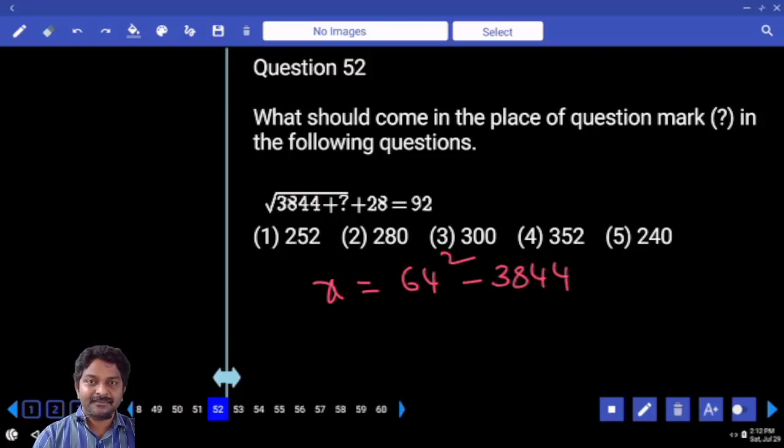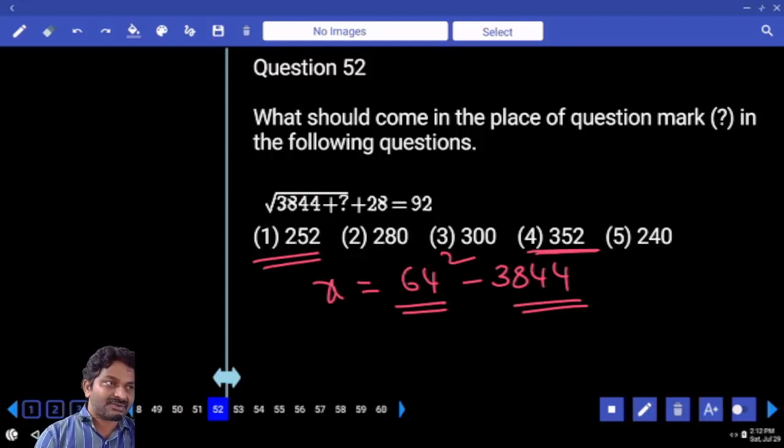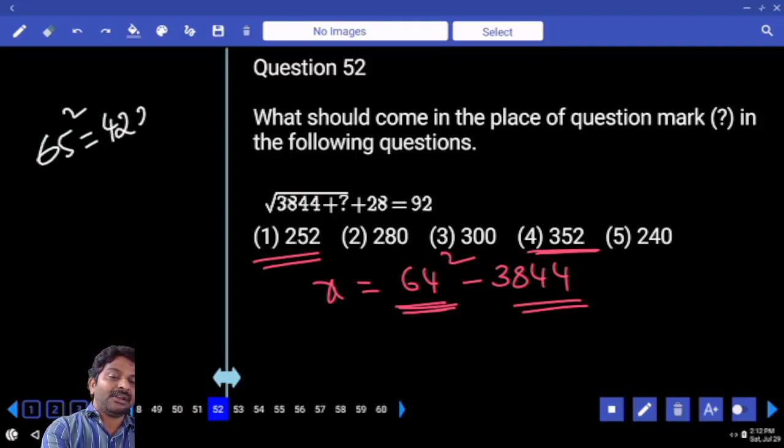Is this okay? This ends with... the answer ends with, how many options are there? Two options are there. So we have to calculate it. Now 64 square. You already know 65 square easily. 6 into 7 is 42, so 4225.